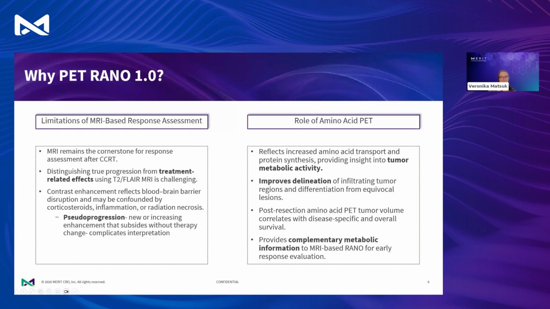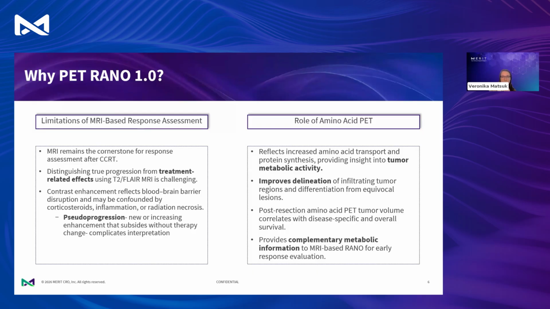And so why are we using PET RANO, and where does the need for PET RANO come from? And really it comes from the limitations of MRI. MRI remains the backbone of glioma response assessments, especially after chemoradiotherapy, but interpretation can remain challenging. Enhancement can reflect more than viable tumor. It can also be influenced by treatment effect, inflammation, corticosteroid use, and radiation-related changes.